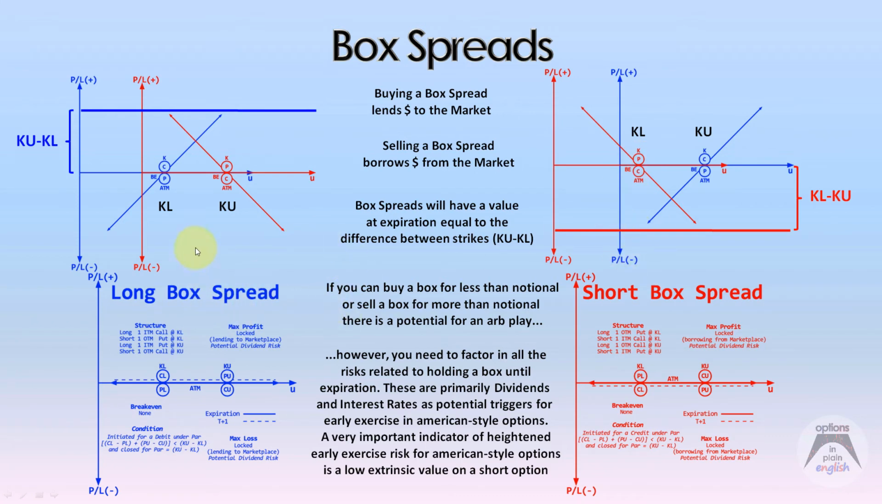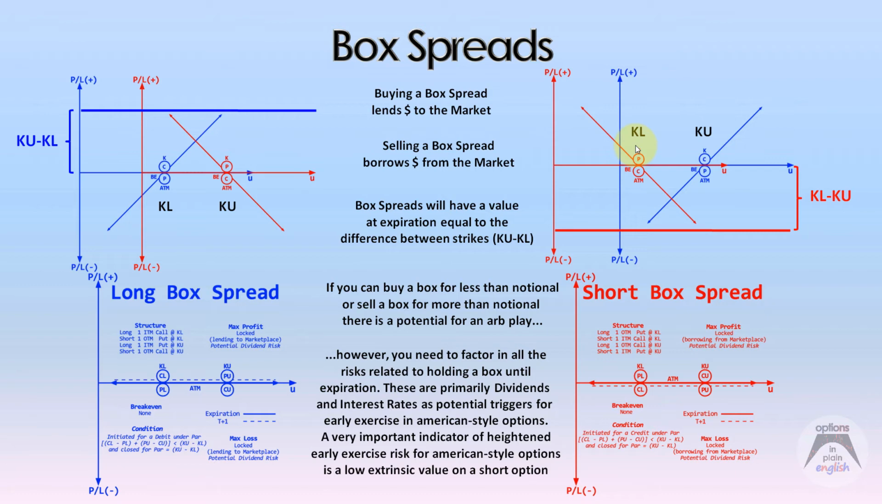With a long box, you go and buy it, you bring money and you buy it and you hold it, and then at expiration you cash out and you sell it for whatever it's worth, and it's going to be worth the difference between strike prices. In the case of a short box, you go to the market, you initiate a short box, you get the money, you get the credit, and then you need to hold it until expiration, at which point the value is going to be equal to the difference between strike prices.